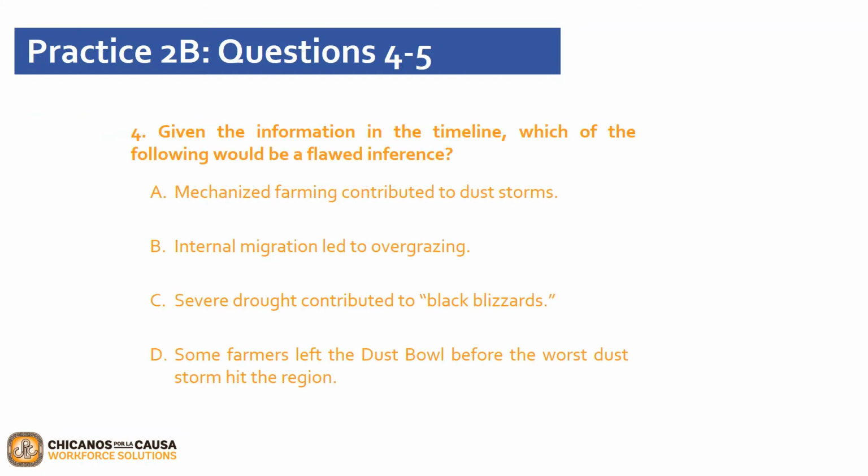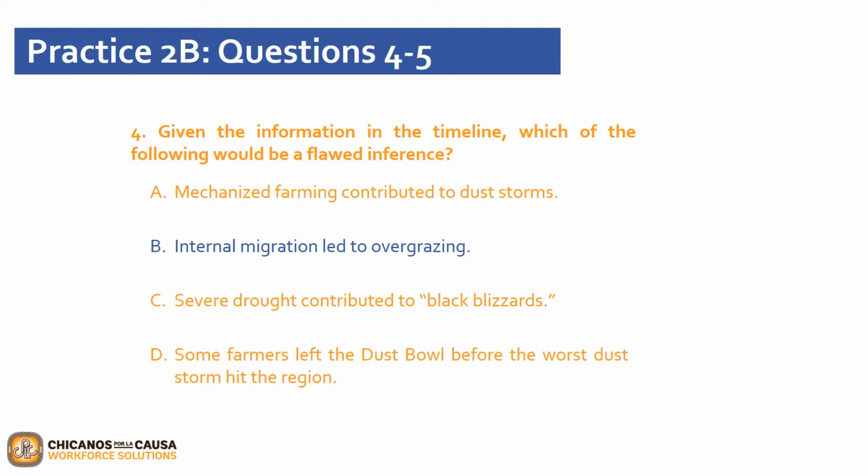Yay, you're back. Let's read question 4. Given the information in the timeline, which of the following will be a flawed inference? A, mechanized farming contributed to dust storms. B, internal migration led to overgrazing. C, severe drought contributed to black blizzards. D, some farmers left the Dust Bowl before the worst dust storm hit the region. If you chose B, internal migration led to overgrazing, you are correct.